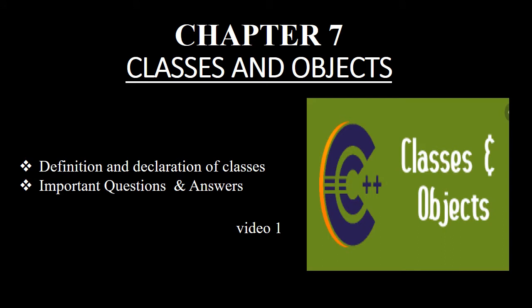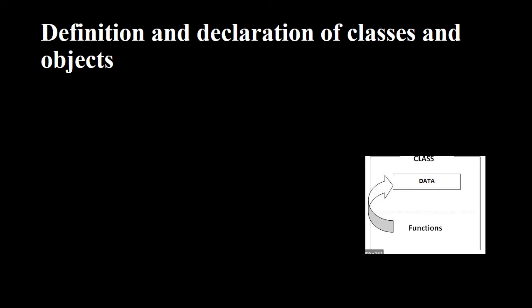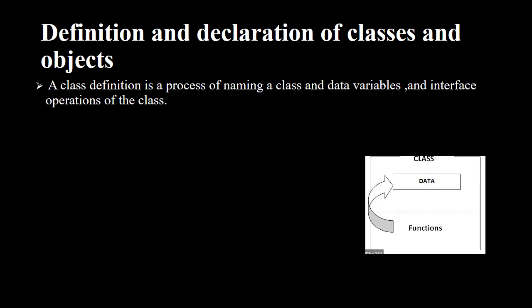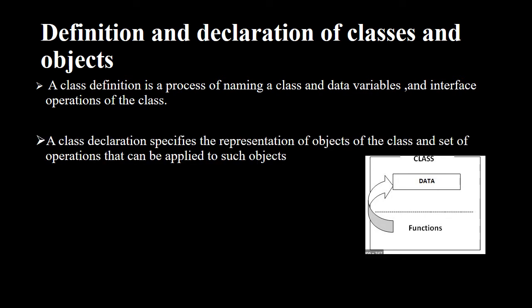The topic of this video is class definition and class declaration. It is one of the important topics of this chapter. Now let us see the meaning of class definition and class declaration. Class definition is the process of naming a class and defining the data variables of the class and its interface operations. The class declaration means the representation of objects of the class and the operations that can be applied to those objects.